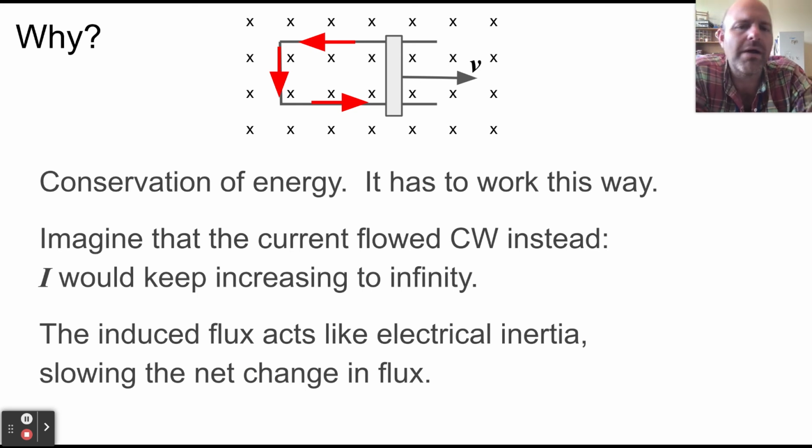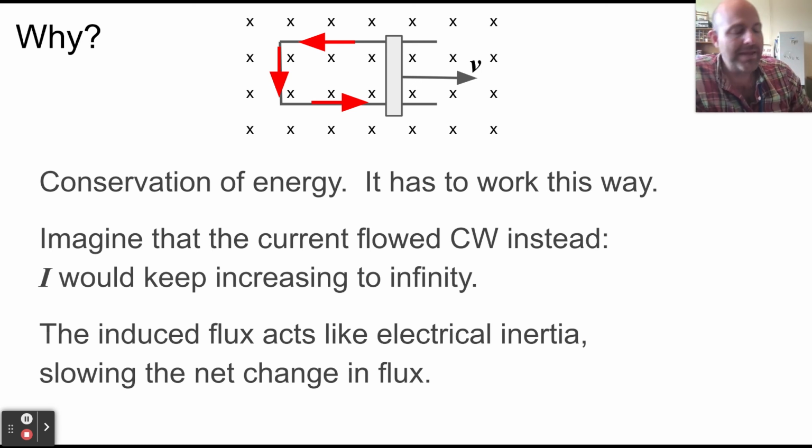Why does this happen? Well, this is conservation of energy, right? You can't have things change just for no reason. If the current flowed the other way, as it got more flux and the current flowed that way as a result, then it would have more flux and it would just keep getting bigger and bigger and bigger. It would be infinite energy for no work, which doesn't make any sense.